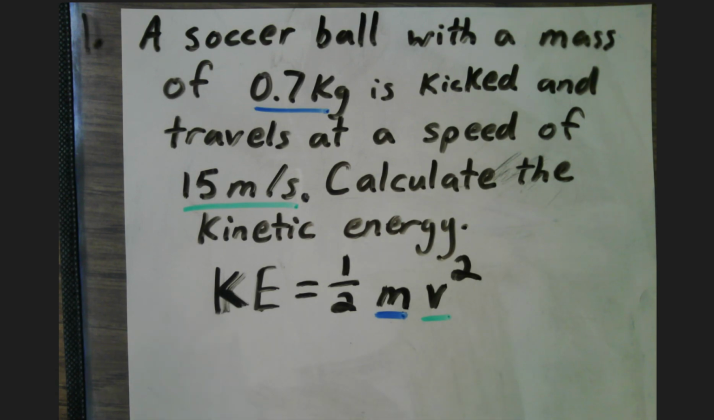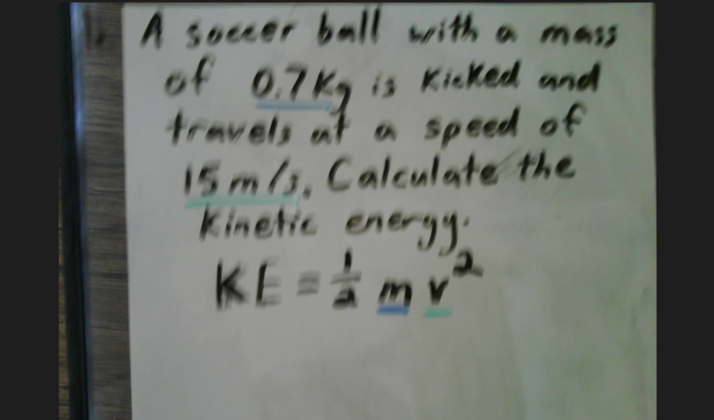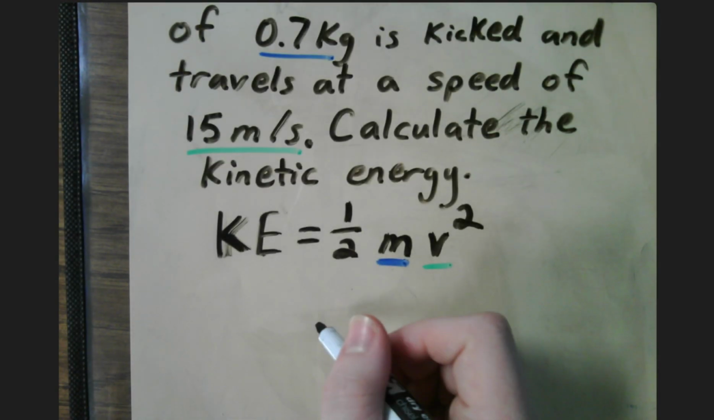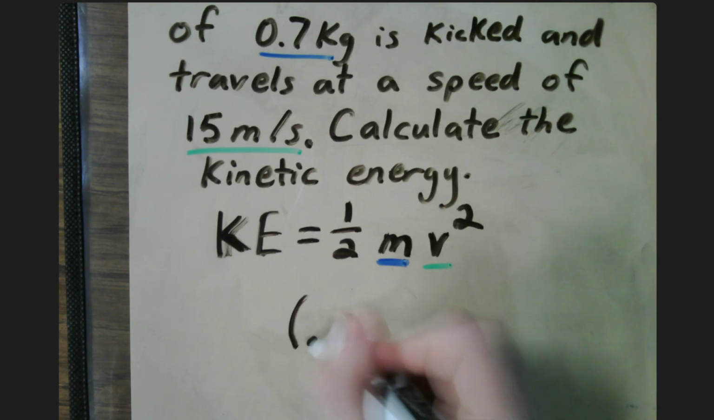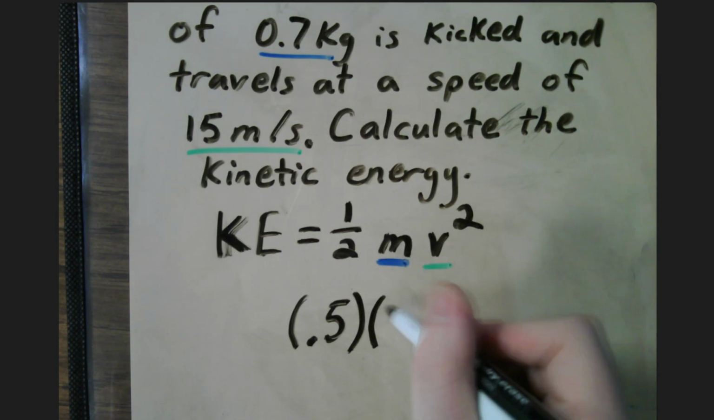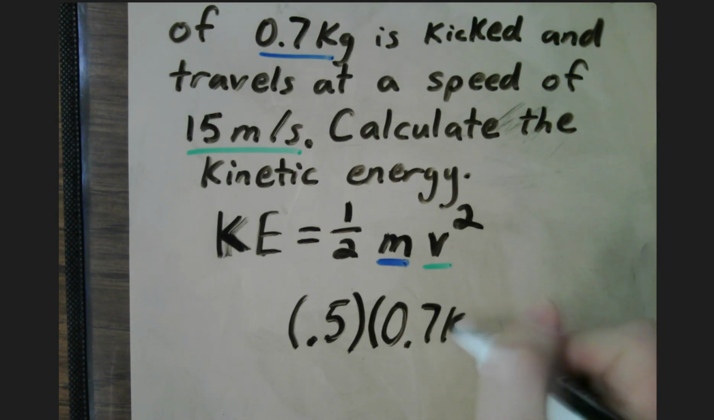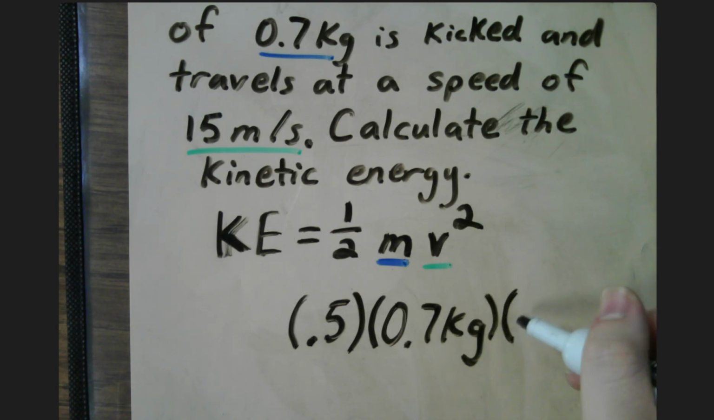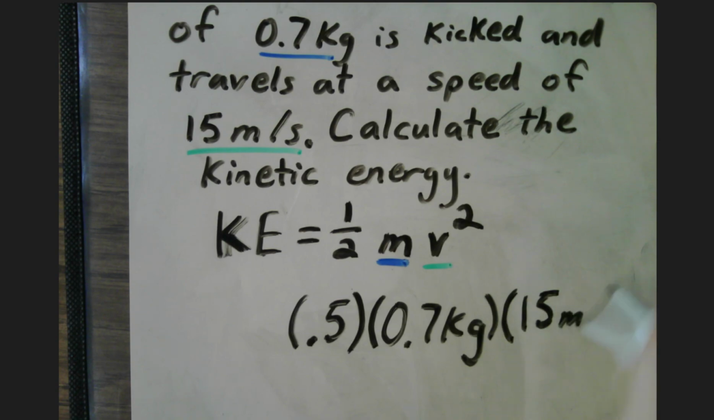So let's plug it into our formula. One half is also the same as 0.5. You can do either. It's a little easier on the calculator if you do 0.5. So I'm going to do 0.5 times our mass, which is 0.7 kilograms, times our velocity, which is 15 meters per second, but we have to square it, so we're going to put the square over the 15 meters per second.